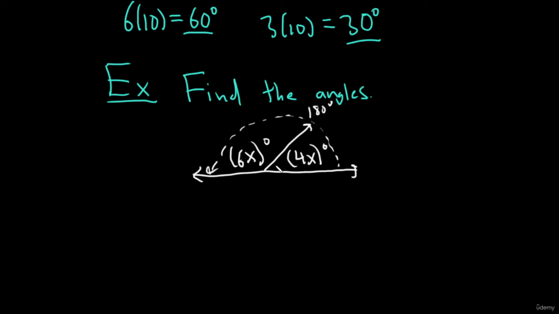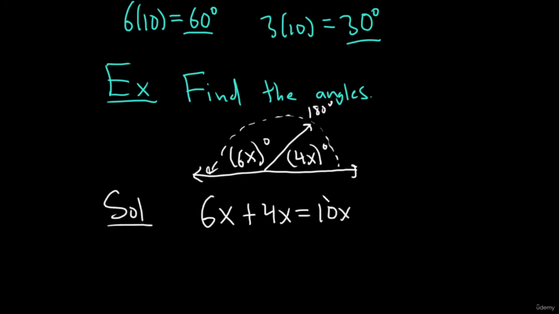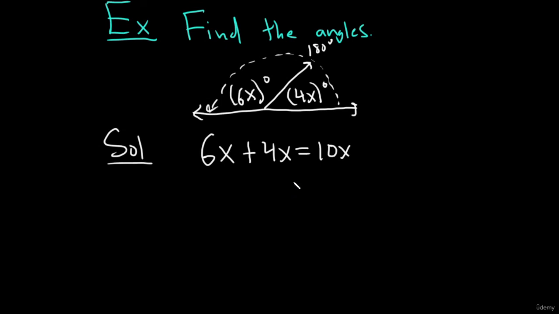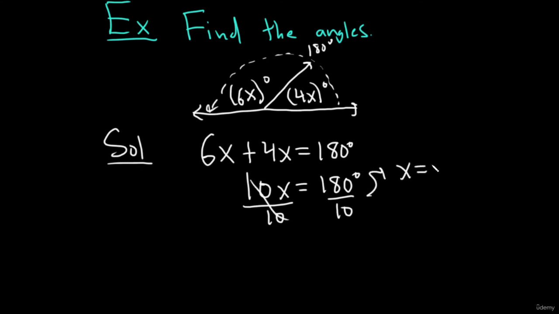So whenever you have two angles that add to 180, if you remember, they are called supplements. So these are supplementary angles. So if we add these, 6x plus 4x, that's equal to 10x. Or rather 180 degrees. It is equal to 10x, and that's 180. And you can divide by 10, divide by 10. So we get x equals 18.